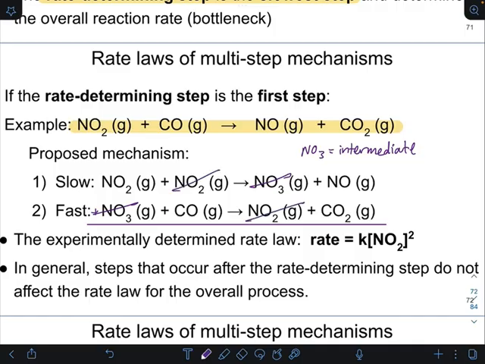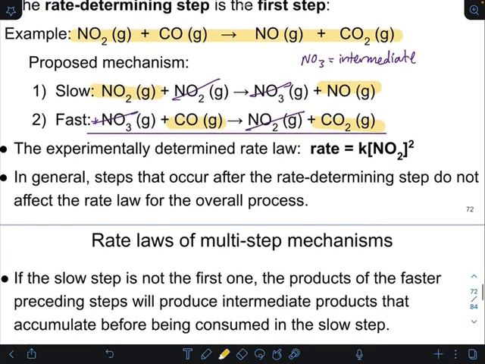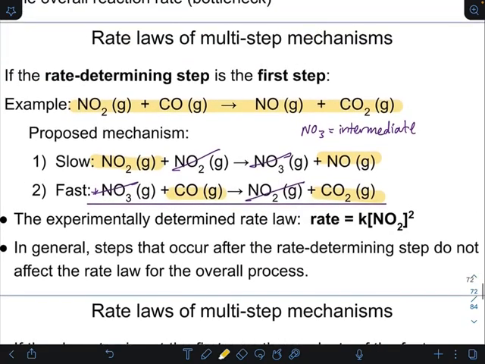My NO2, one of those goes away. And what I'm left with as my overall stoichiometry is NO2 plus carbon monoxide goes to NO plus CO2. So my stoichiometry matches up. All right, so that's great.